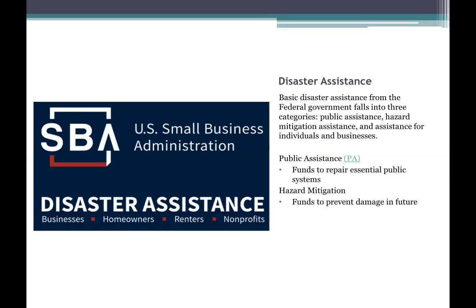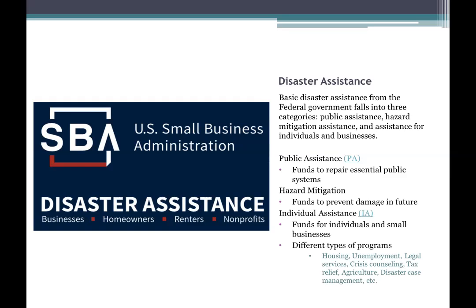Hazard mitigation grant programs provide funding to prevent damage in the future. So this might be grants to build up levees around a river to prevent flooding, might be installing different gates, could be putting up tornado sirens, different things like that. The one that most people want to know about is individual assistance. And of course, this is funding for individuals as well as small businesses.